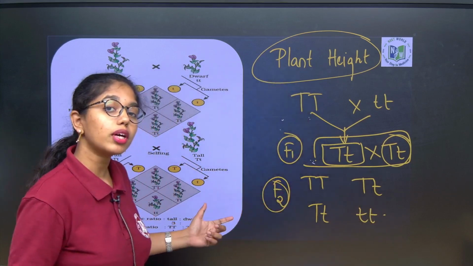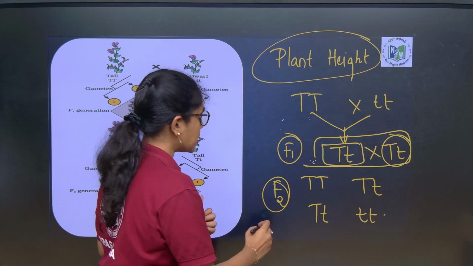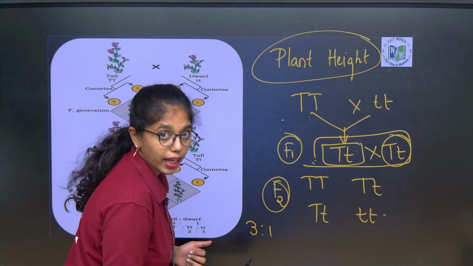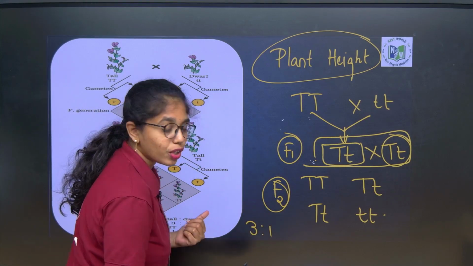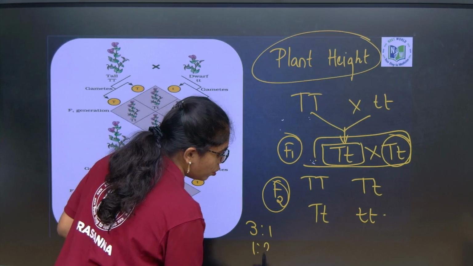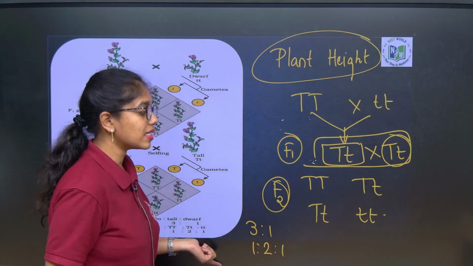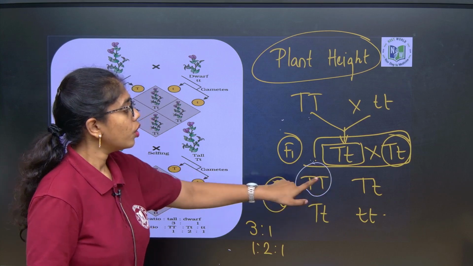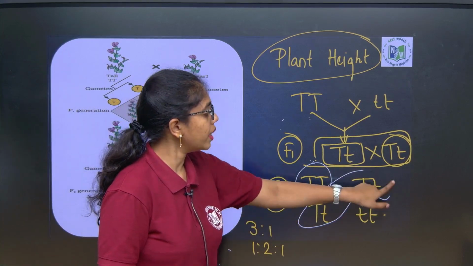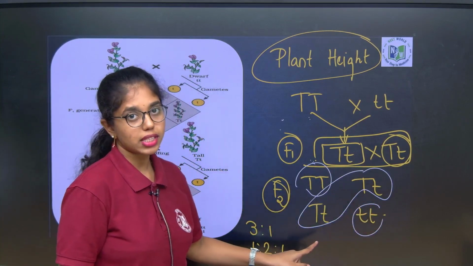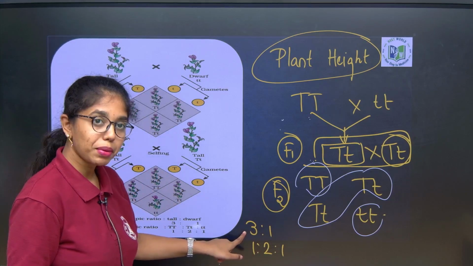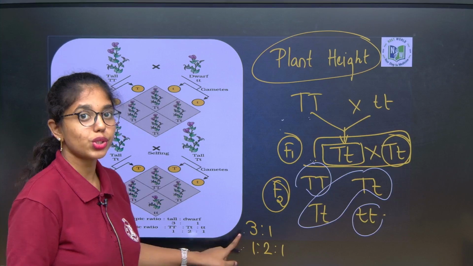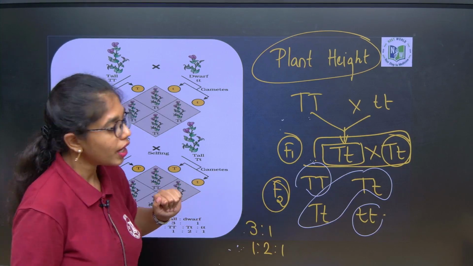So if you have to consider the phenotypic ratio, you get 3 dominant and 1 recessive, that is the phenotypic ratio. If you have to take the genotypic ratio, 1:2:1, where 1 is homozygous dominant, 2 are heterozygous dominant and 1 is homozygous recessive. So the phenotypic ratio is 3:1, genotypic ratio is 1:2:1 with respect to monohybrid cross.